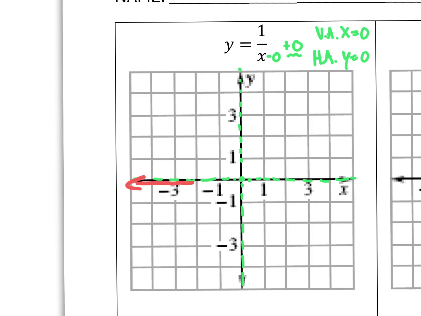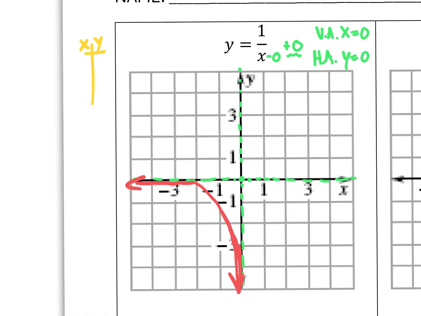Now, the question is, if you want it to be exact, then you probably want to make an input-output table. Now, what do I mean by that? An XY table. And it's as easy as plugging in a value that's on one side of your vertical asymptote. So you could plug in this x value, which is negative 1.